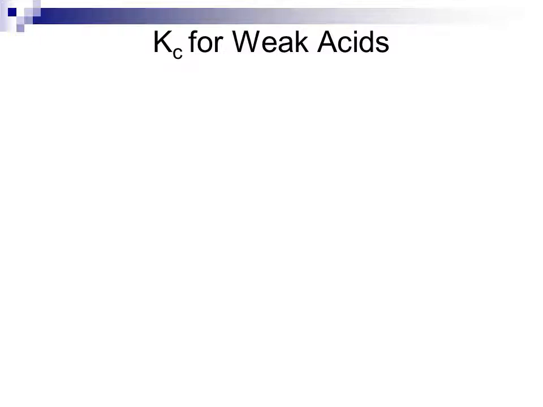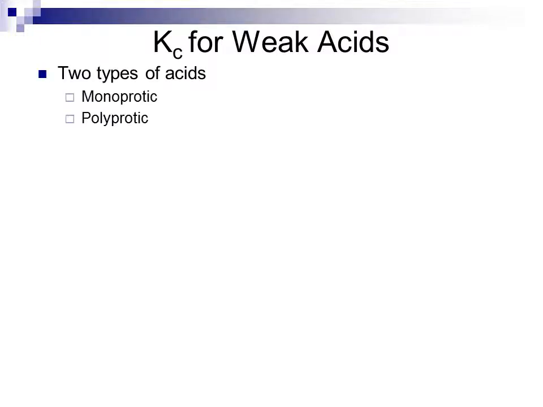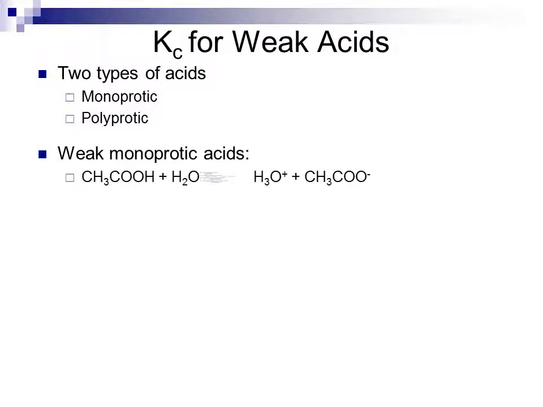Looking at Kc for weak acids then, there are two different types of acids. We have monoprotic acids and polyprotic acids. Monoprotic, as it sounds, have a single proton. Polyprotic have more than one. These can be diprotic acids, which have 2 protons, or triprotic acids. Generally, it's going to be one of those two. So looking at weak monoprotic acids, something like acetic acid ionizing in water to form acetate and hydronium.